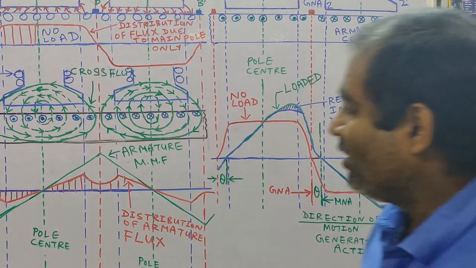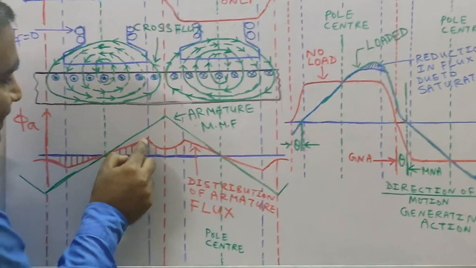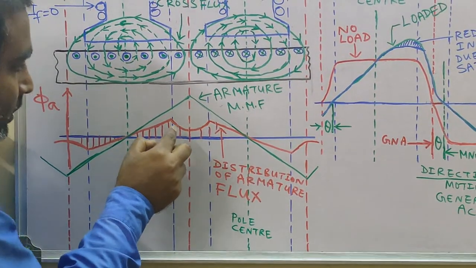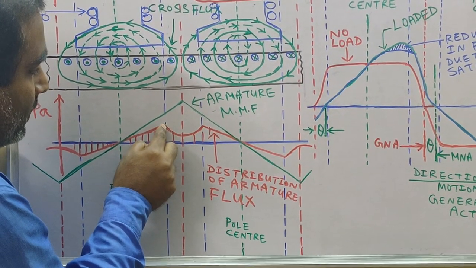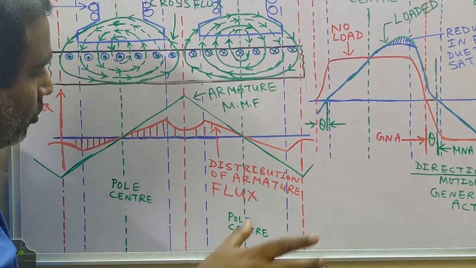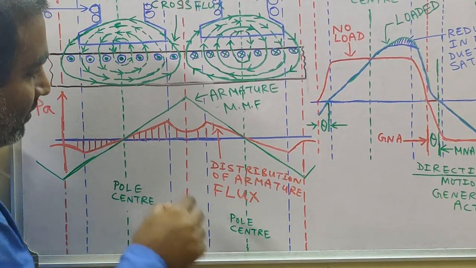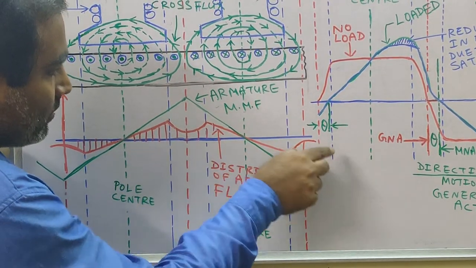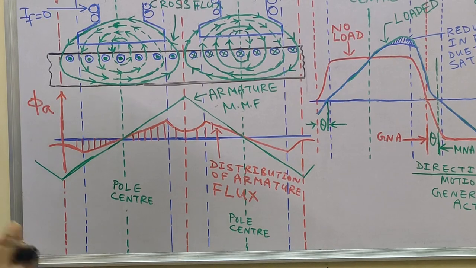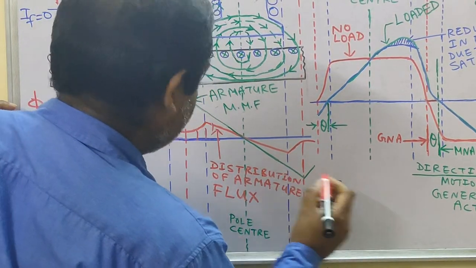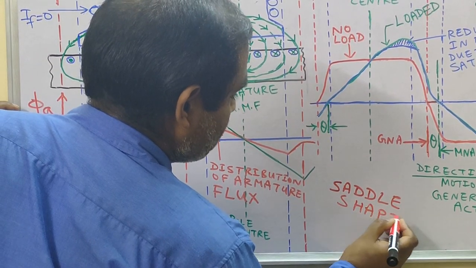Okay, now regarding this shape of the armature flux, you can comment that it resembles a saddle placed on a horseback, or you can also compare it with the seat of a bicycle. So this kind of shape is known as saddle shape, S-A-D-D-L-E. So what is the nature of armature flux distribution? It is saddle shape at the interpolar region. This is the nature.